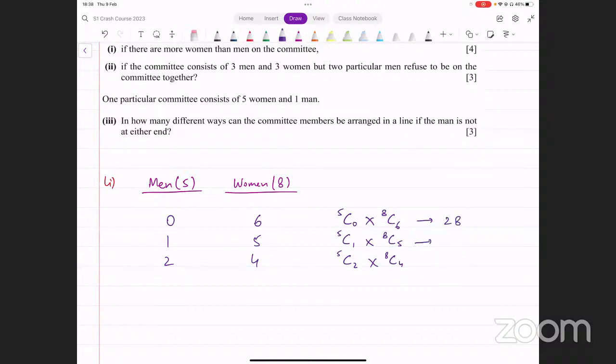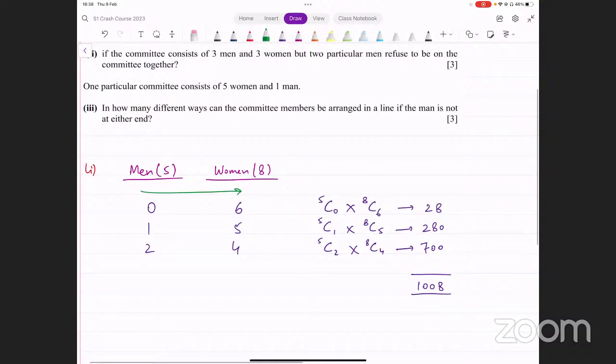5C1 into 8C5, that gives us 280. And then finally, the last one gives us 700. Okay, we can find the total, and the total turns out to be 1008 in this case, right? Because it's either the first case or the second case or the third case. Add all of these different possibilities.